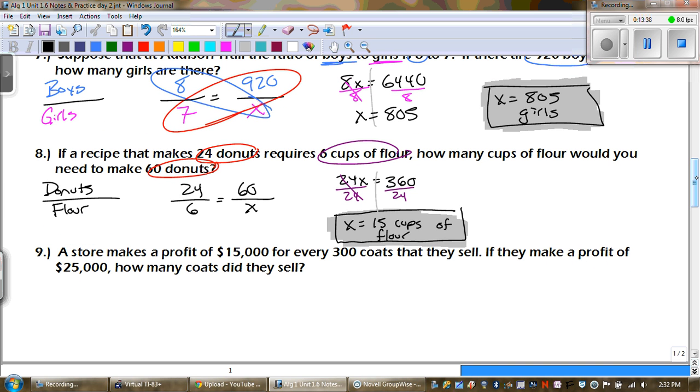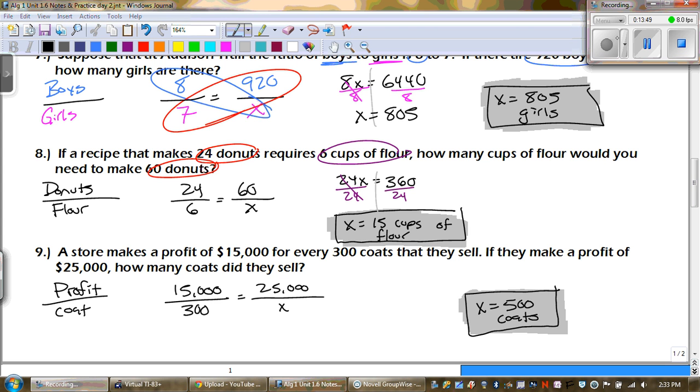All right, number 9, you're all on your own. See if you can set it up and get the right answer. Good luck. Okay, and when you're all done, you should get that x equals 500 coats. If you have trouble with that, if you can't find it, come in for help. All right, let's flip it over.